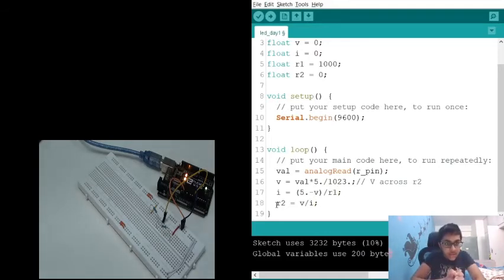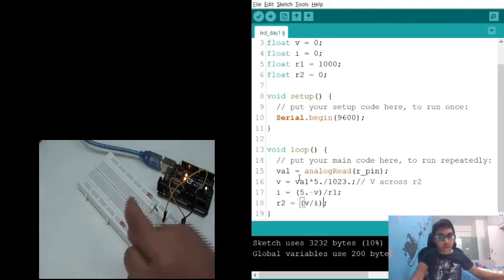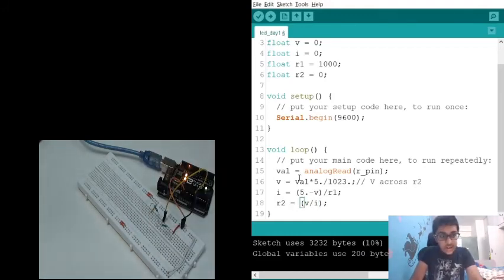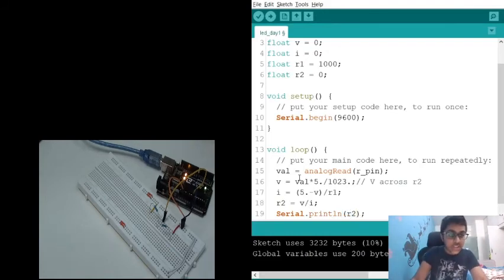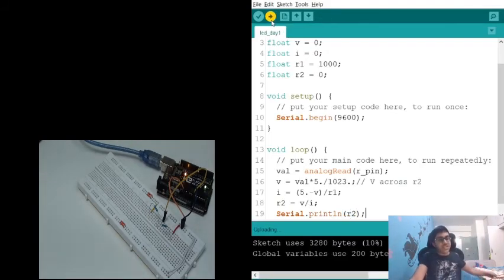Okay, now let's see what we did. We're missing a step. Did you guys catch that? V over I. That's going to give the whole resistance, the total voltage, or is it? Okay, let's test this out. The total voltage across the 5k ohm resistor over the total current. All right, it should be V over I. Let's go ahead and serial print that. Serial.println R2. All right, let's see how accurate our Arduino gets.